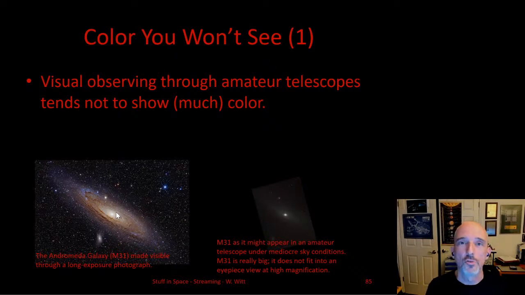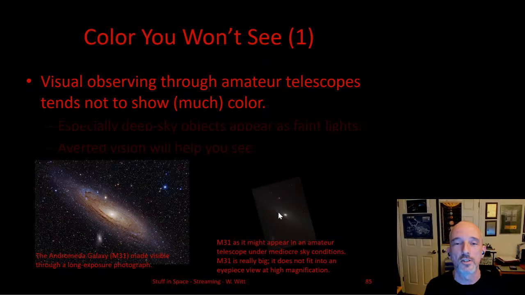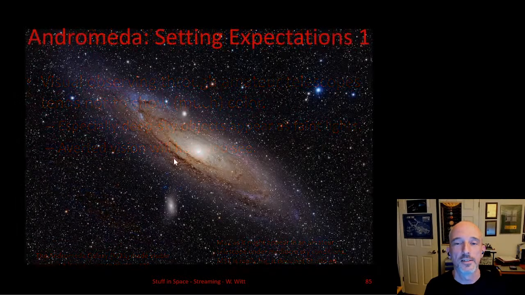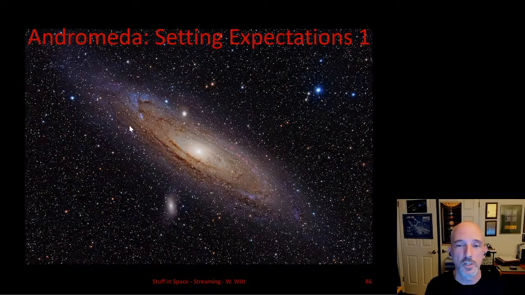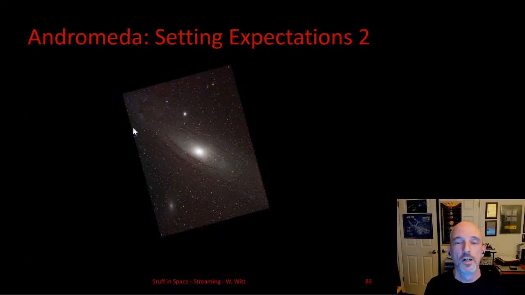Now, if you look at it through a ground-based amateur scope, it will probably look more like this thing you see over here on the right. Actually, let me go to the next slide and illustrate that a little bit better. So here's that nice big picture again. But on a really good night, under good conditions, this is what you might see through a ground-based amateur telescope. Notice there's no color here, but you do see some structure.